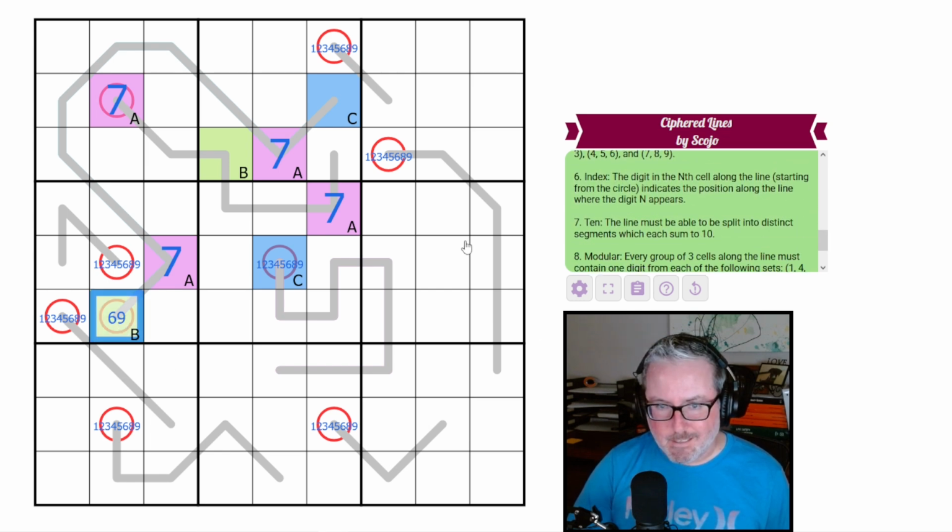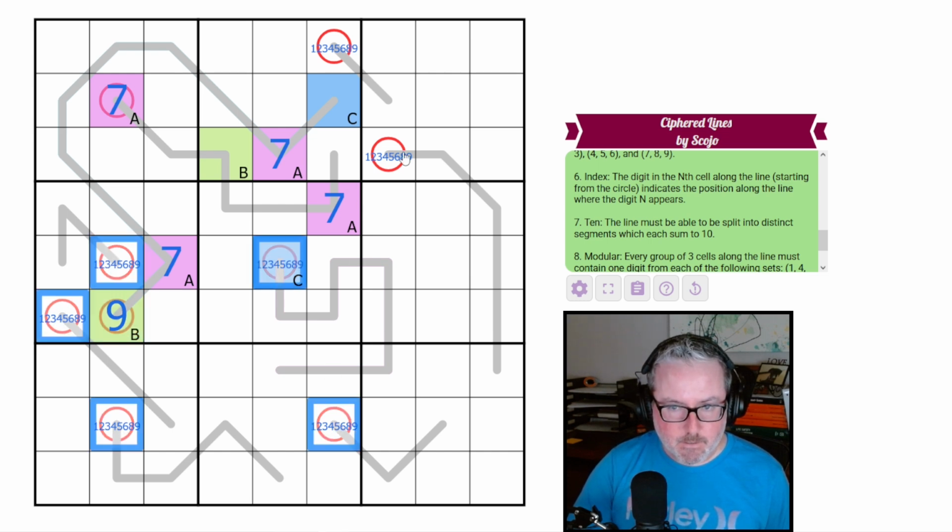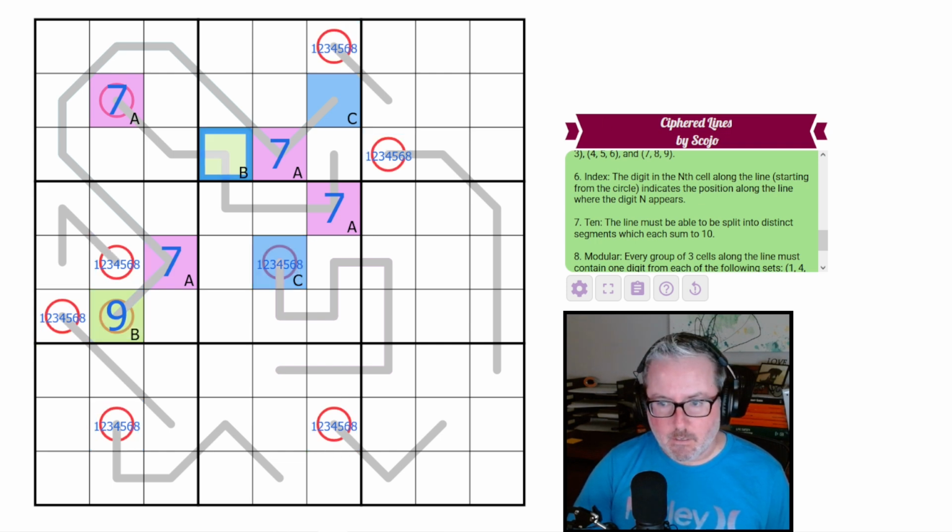What is 6 again? Index? 1, 2, 3, 4, 5, 6, 7, 8, 9, 10. No, this cannot be an index line because we can't index a 10. So this is a 9. And let's get rid of 9s here before I forget. And let's think about now what this must... Oh, this is a 9.